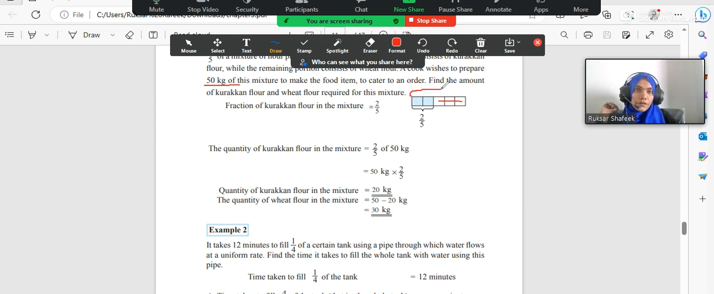So basically, if these 5 parts are equal to 50 kilograms, we need to find how much 1 part is equal to. To find that, we divide the 50 by 5. Now when I divide 50 by 5, I get that 1 part is equal to 10 kilograms.